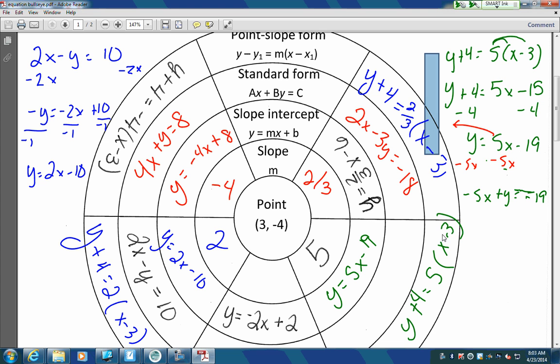Negative 19. Now, this x cannot be negative, so if I change it to positive, the y changes to negative, and the 19 changes to positive. So I get 5x minus y equals 19. Now, all y'all have to do is finish this last one right here, and then you need to turn this in. Do that now, please.